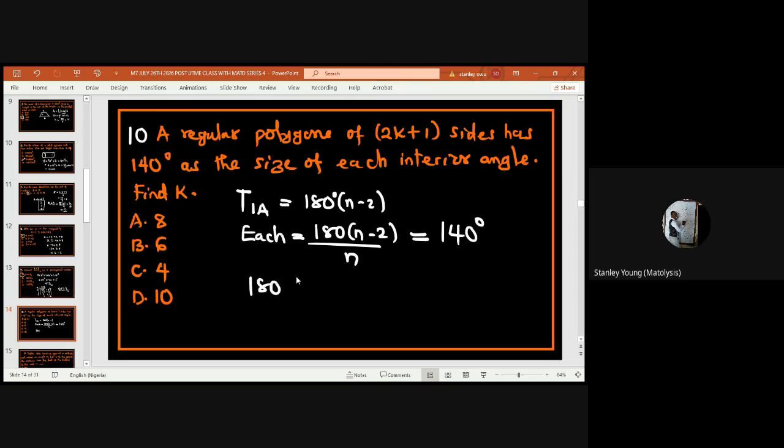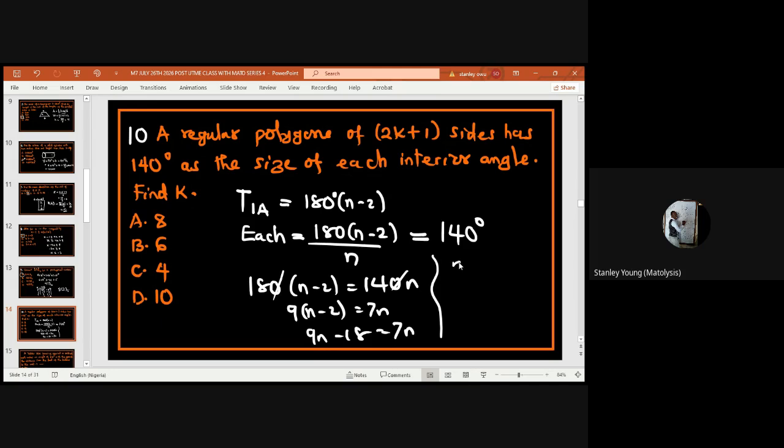180 degrees times n minus 2 over n equals 140. Cancel the 0 for ease. 2 can still go into both of them. So you have 9 times n minus 2 equals 7n. Open that, you have 9n minus 18 equals 7n. So from there, 9n minus 7n, that's 2n equals 18. So n is equal to 9. Don't forget that n is not what you're looking for, but we are sure that the number of sides is 9.